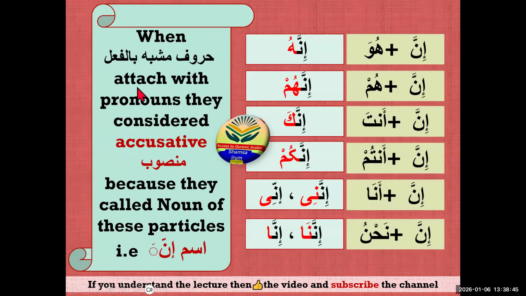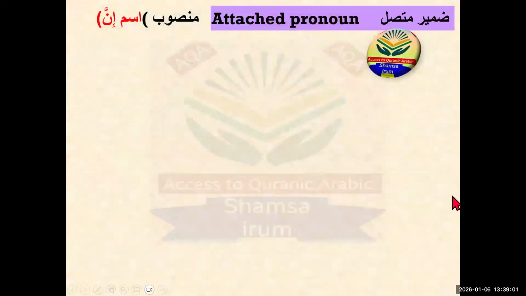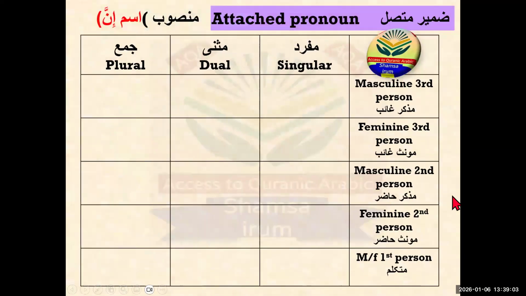When harf mushabba bil fi'l is attached with pronouns, they are considered accusative, meaning in mansub state, because they are the noun of these particles, meaning ismu inna. They are called ismu inna. Okay, and in this slide, I will show you the full chart of inna with all pronouns.